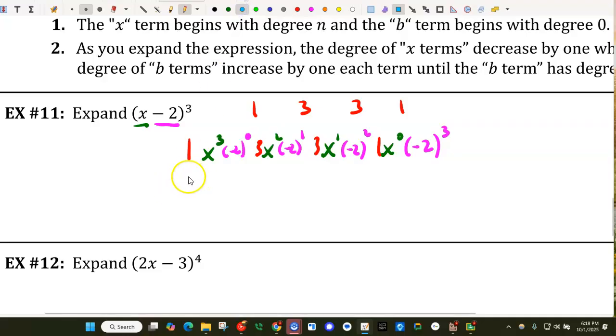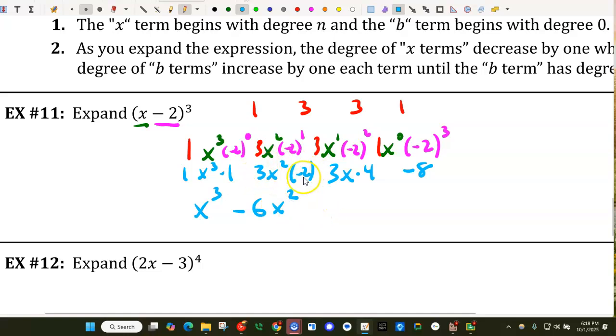So we're going to end up with, let's see here, 1 x to the third, and then times 1, right? That's to the 0 power. And then we're going to have 3 x to the second, and then -2 times the first is -2. And then we're going to have 3 times x to the first, or just x, and -2 to the second is times 4. And then finally we'll have no x at all, and we'll just have -2 to the third power, which is -8. And finally, when we simplify all this, we'll get x to the third, and -6x to the second, right? -2 times 3 gives me -6. And then I'll have plus 12x and -8.